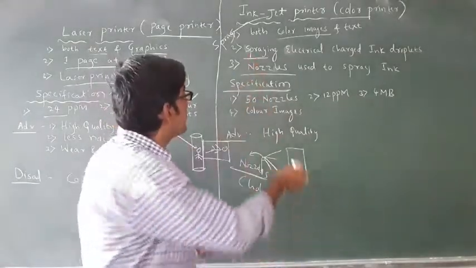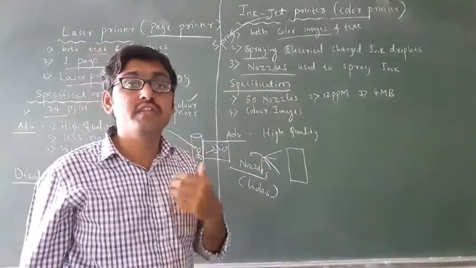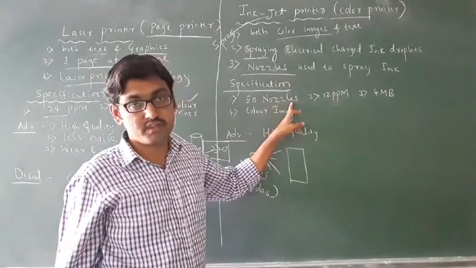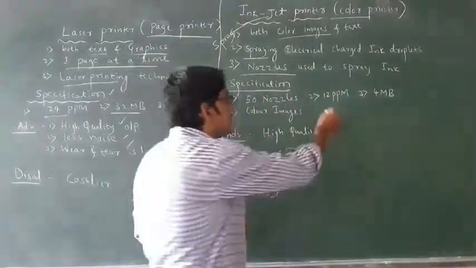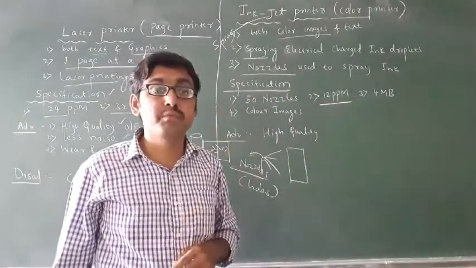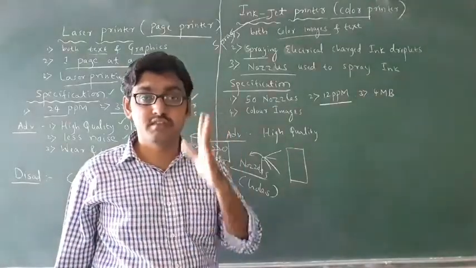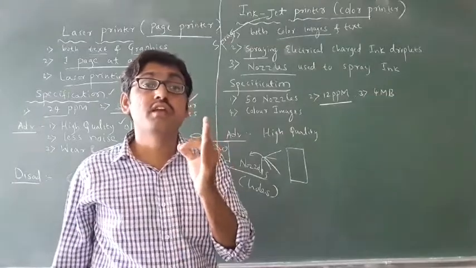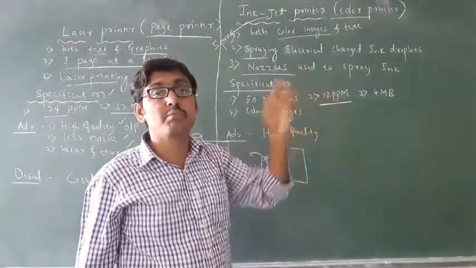What are the specifications or features of an inkjet printer? An inkjet printer has 50 nozzles. Its printing speed is 12 ppm. 12 ppm means in 1 minute it produces 12 color pages. That's why its printing speed is 12 ppm.